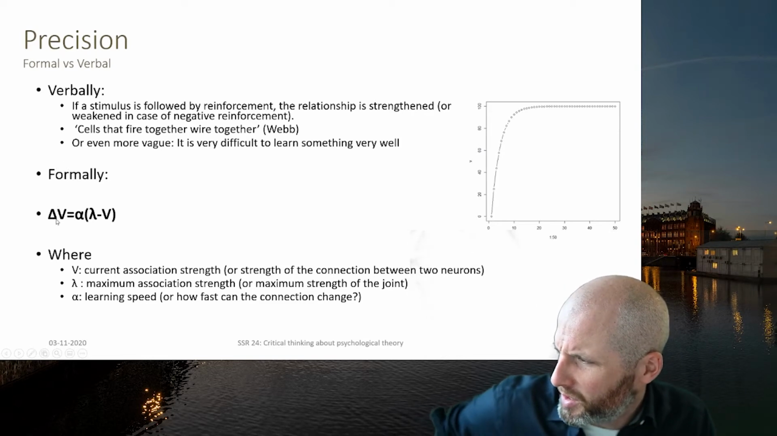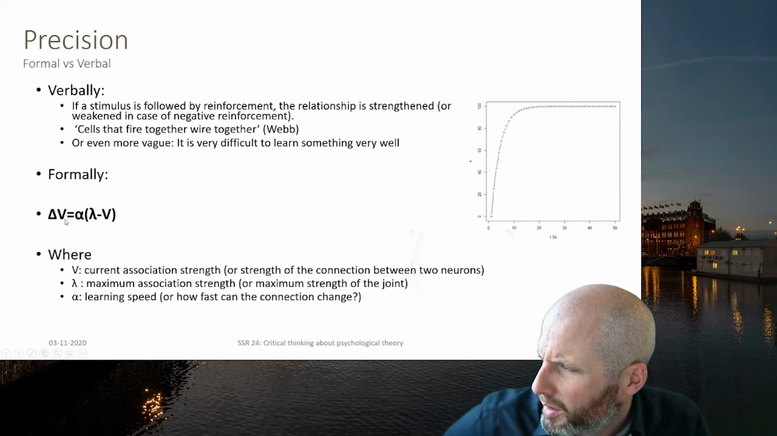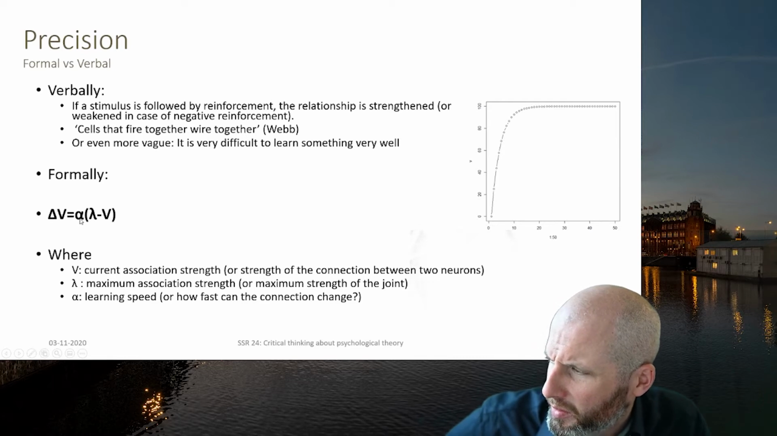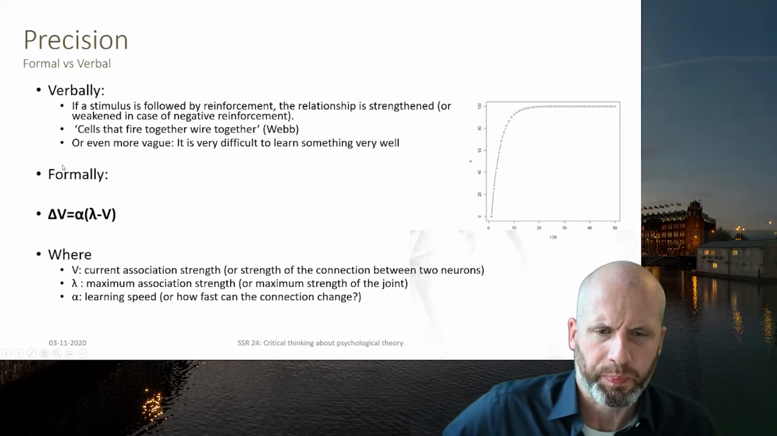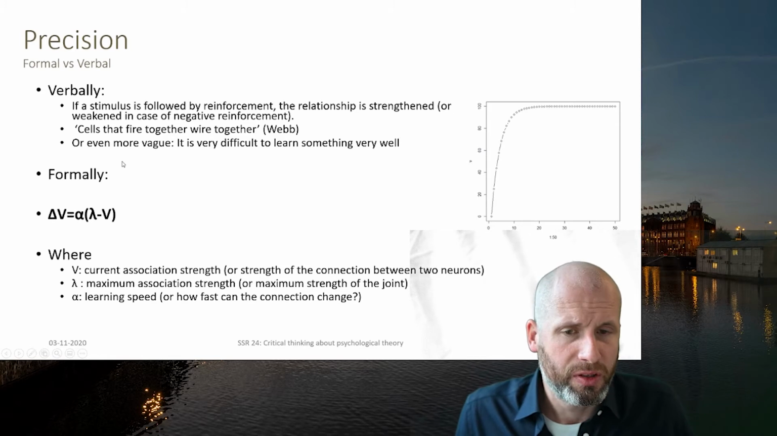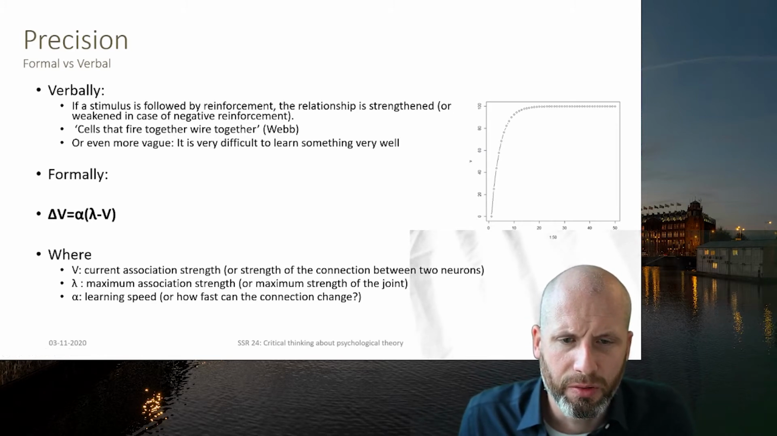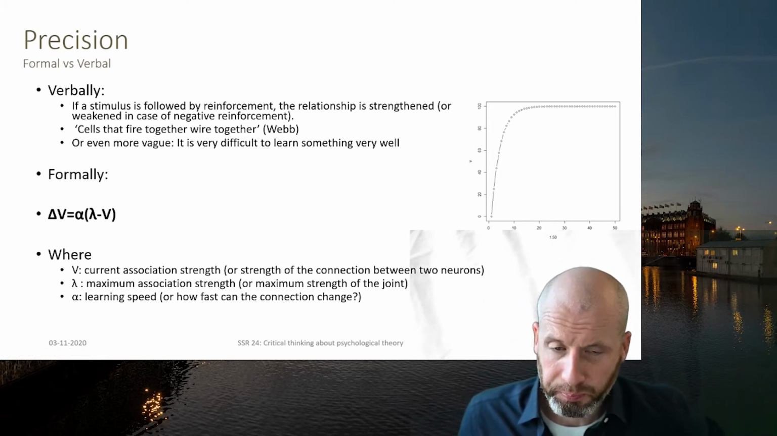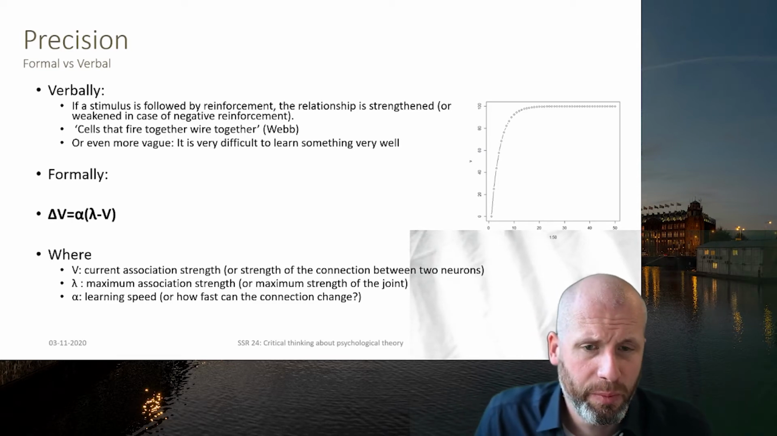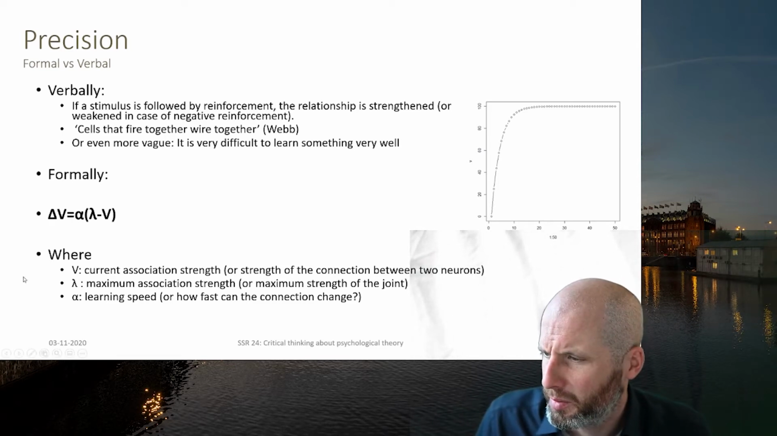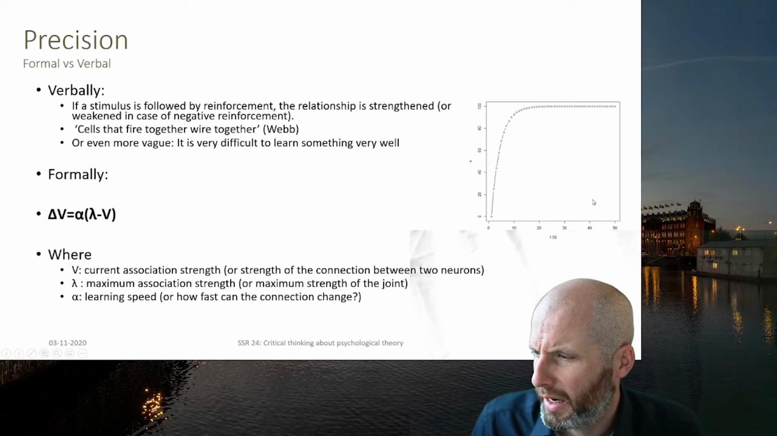It states that changes in association strength are predicted by, or equal, the learning speed described by alpha times the difference between the current association strength and the maximum association strength. What you can then do, because you've formally described the relationship between all the variables involved in learning, is use different values for the parts of this formula, and you could simulate what happens, right? As I did in this example.